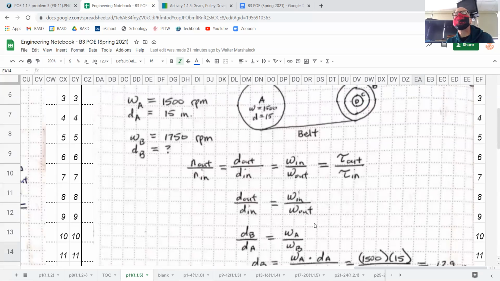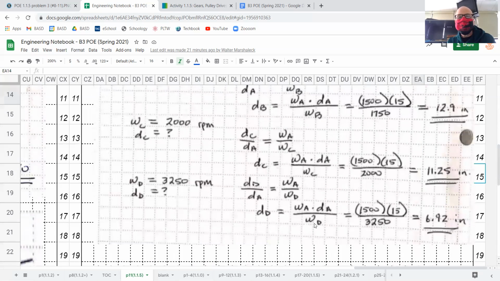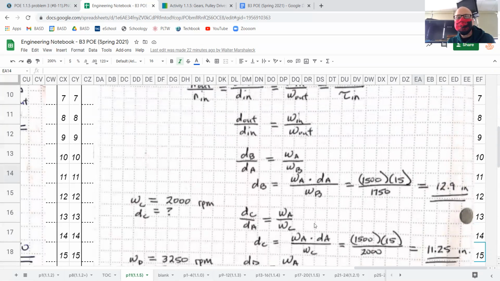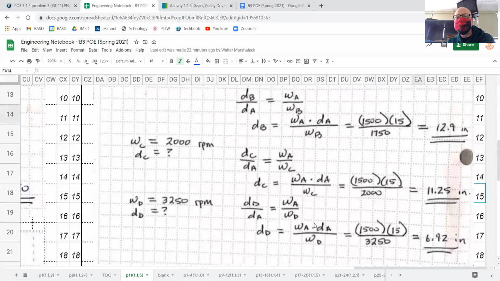Now, I don't want to spend much more time because you're already tired, but here is the way that all worked out. The 12.9 inches that I already got for the B pulley, well, I did the similar process, and you can look for yourself to see how the C's and the A's and the D's and the A's work out. You look at that a little more closely and see that each of these W's that we were given are going to give a different D value.